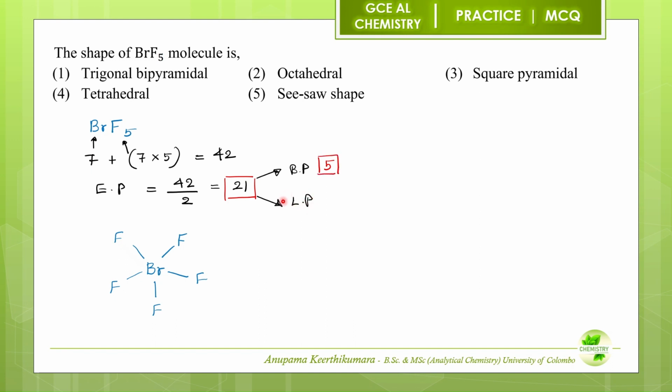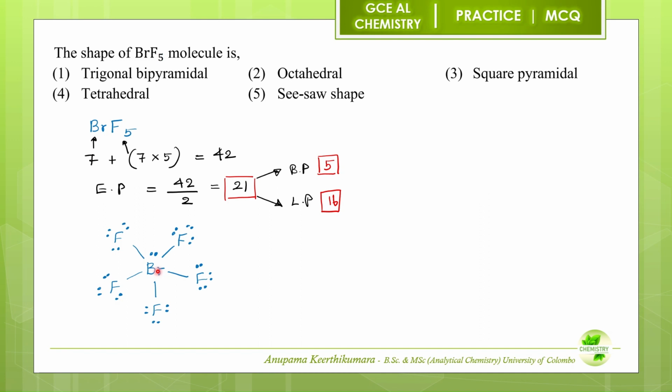Now check the number of lone pairs. The total number of electron pairs is 21. Therefore, 21 minus 5 is 16. Now we will assign these 16 lone pairs. We must give octet to the fluorine atoms. Because of the bond pair, they have just 2 electrons. Therefore, you need to add 3 lone pairs around each fluorine atom. Now we have assigned 15 lone pairs around these 5 fluorine atoms. But there are 16 lone pairs. Therefore, the remaining lone pair should be added to the bromine atom.